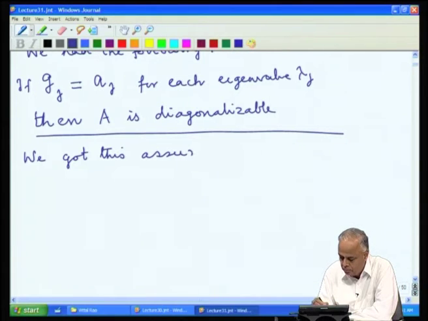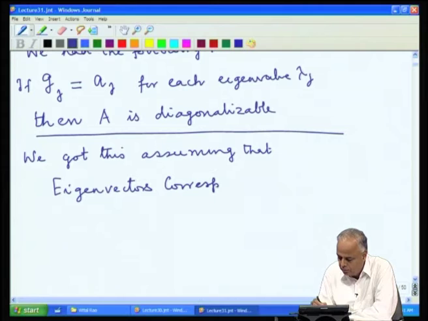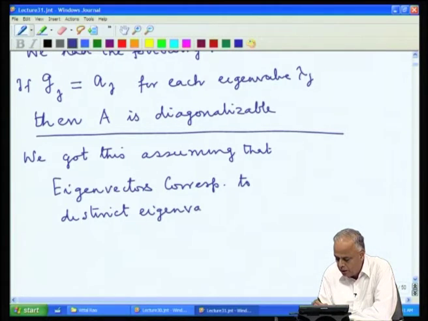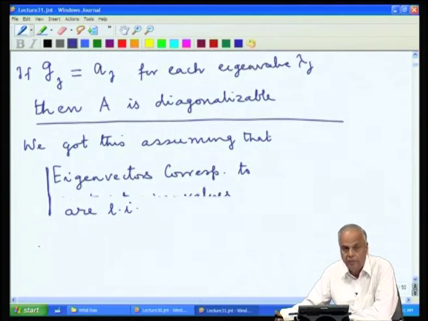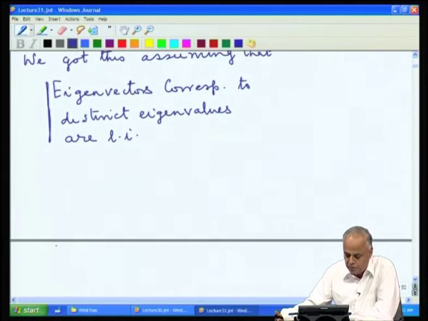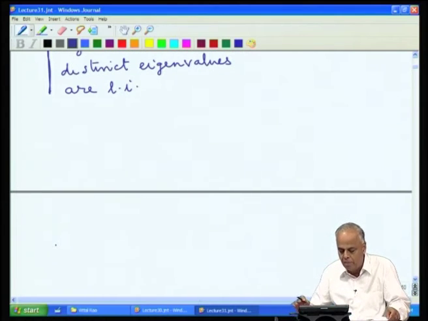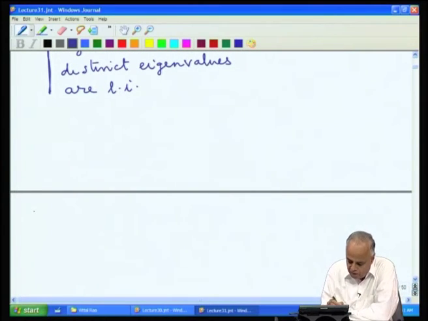This was our main result, and we got this assuming another result which we said we will prove later, that the eigenvectors corresponding to distinct eigenvalues are linearly independent. We had not yet proved it. In this lecture, we will eventually get to proving this result. But let us look at some examples again to illustrate what we have got.